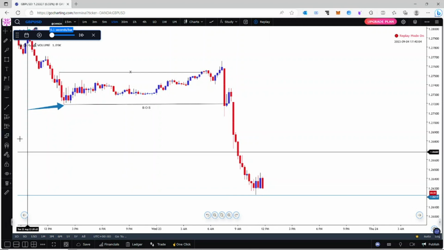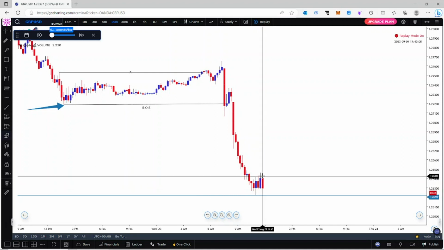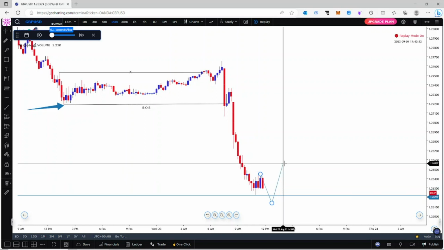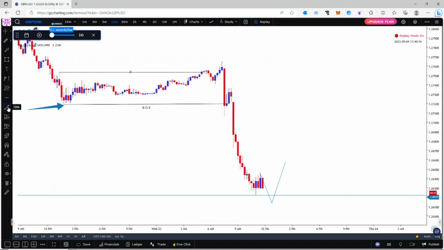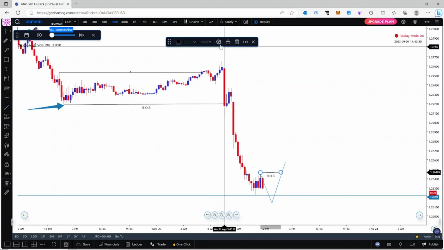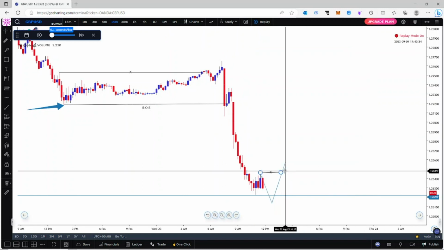So what we want to see is that after taking this, price must come down, take this low, go up like this, and then we'll call this one what? Our inducement. Okay, so this is how the inducement is formed.